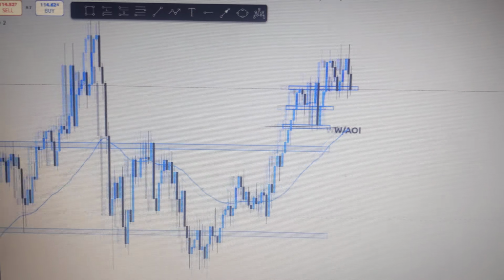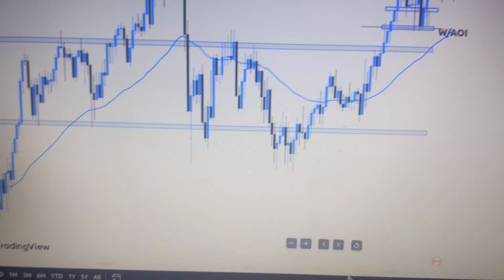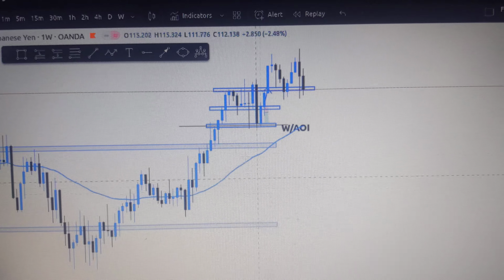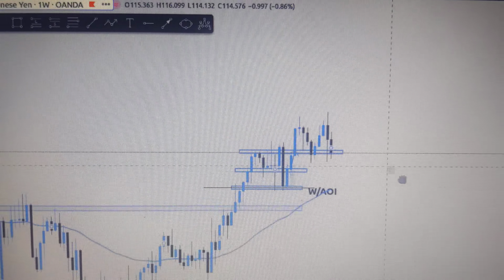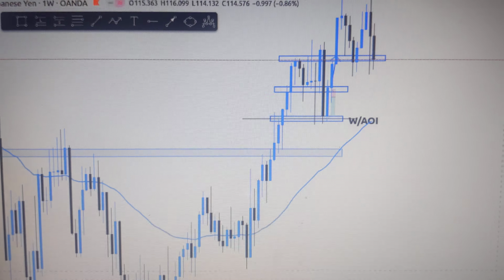I'll start from the weekly time frame. I have to start from the weekly time frame, then I break down the markets. You'll excuse me a bit, because I'm recording while trying to hold the tripod, so it's not quite easy.